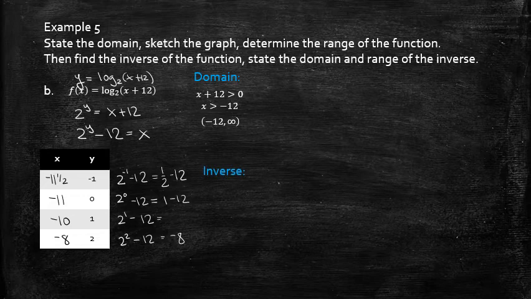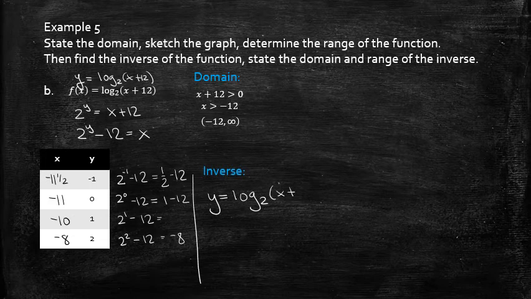Finding the inverse. So again, we've done all the work to find the inverse, but if you were unsure, replace f of x with y. So we have y equals log base 2 of x plus 12. Switch the x and the y. So x equals log base 2 of y plus 12. And then rewrite the equation.